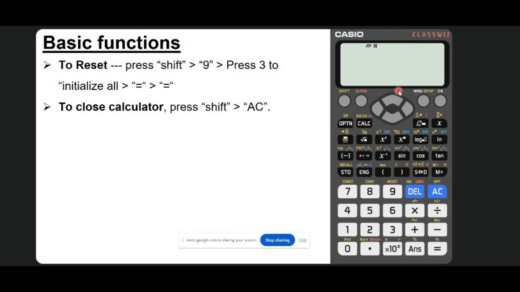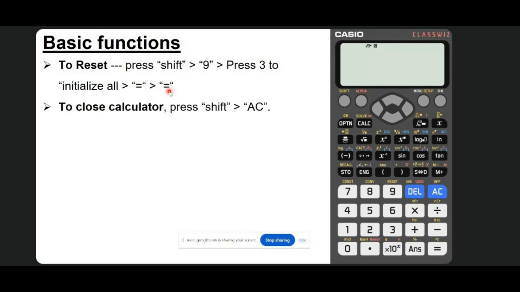So when you do a function or equation on your calculator and then you want to reset your calculator, you need to press the shift button and then press 9, because you see the reset button is in yellow color. So we need to press the shift button and then press 9 to use this reset function. After that, some choices will come out. You need to press 3 to initialize all. The 3 means that you initialize the whole calculator.